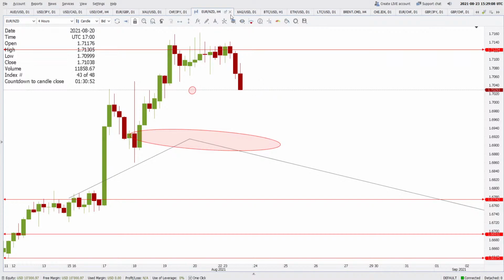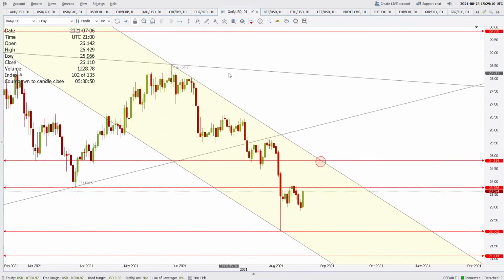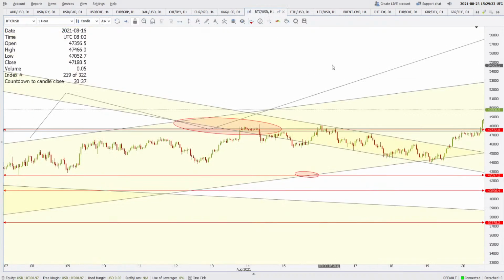All right, talking about the silver, silver is approaching 23.76, which is the zone of resistance, and if that resistance is broken, then 24.81 will be the next level of resistance. On the downside, we have 22.06 as the support for the price. Nothing much in silver.